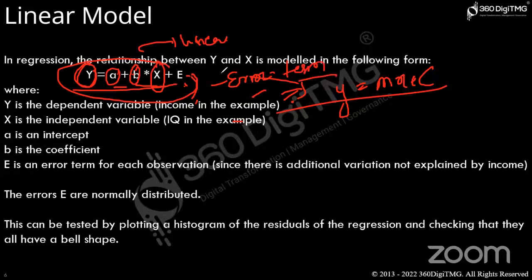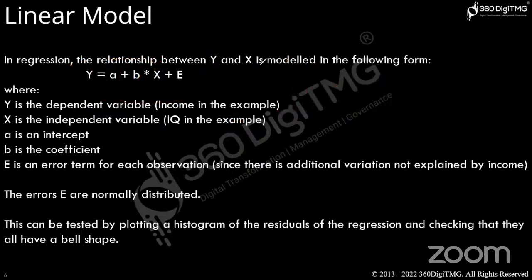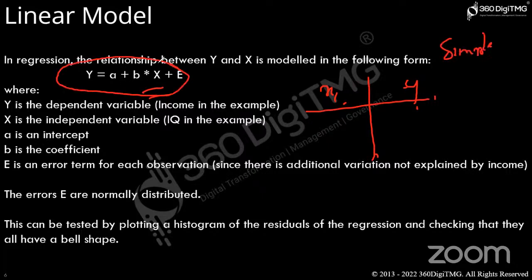Here e is the error term. So whenever you are taking, let's say, just one input variable and one output variable, it is a simple linear equation, and it represents a simple linear equation. Here we will be having x, and b is the coefficient of the independent variable x. And here we will be having the intercept.